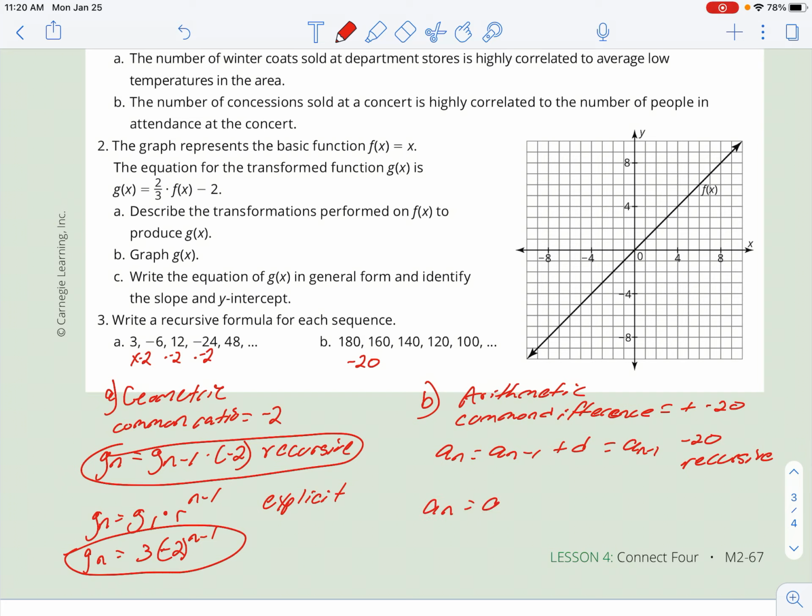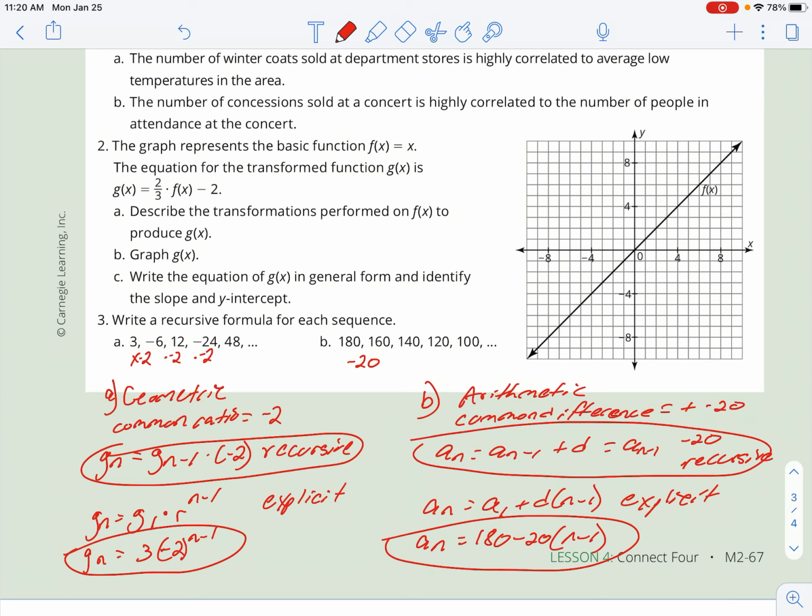But what we've been focusing on more is the explicit formula that looks more like this. So just because we can, got to know the first term, which was 180, subtracting that 20 to go from one term to the next. So I myself like the explicit formula, but technically they wanted the answer for the recursive. Make sure you can really kind of do any of those.